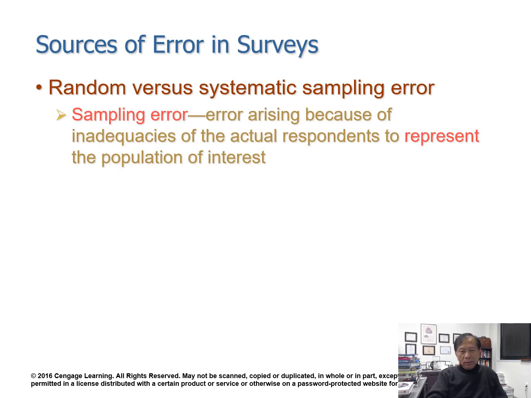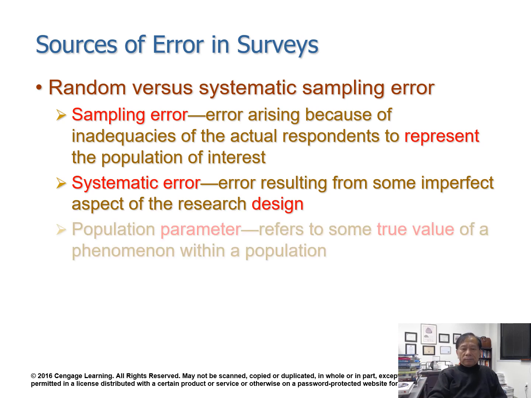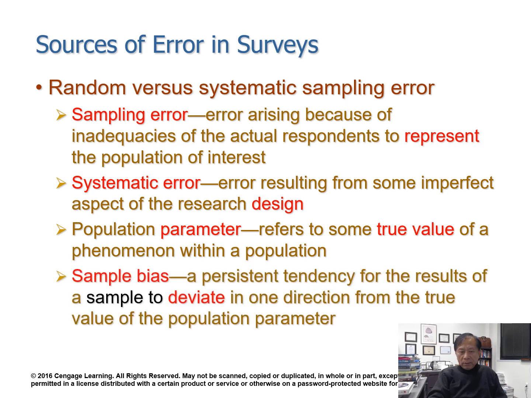Source of errors in surveys. Random versus systematic sampling errors, right? Sampling error arising because of inadequacies of actual respondents to represent the population of interest. There is a systematic error, as I said, error resulting from some imperfect aspect of the research design. You didn't design it correctly. Okay? And the population parameter, we refer to some true value of phenomenon within a population.